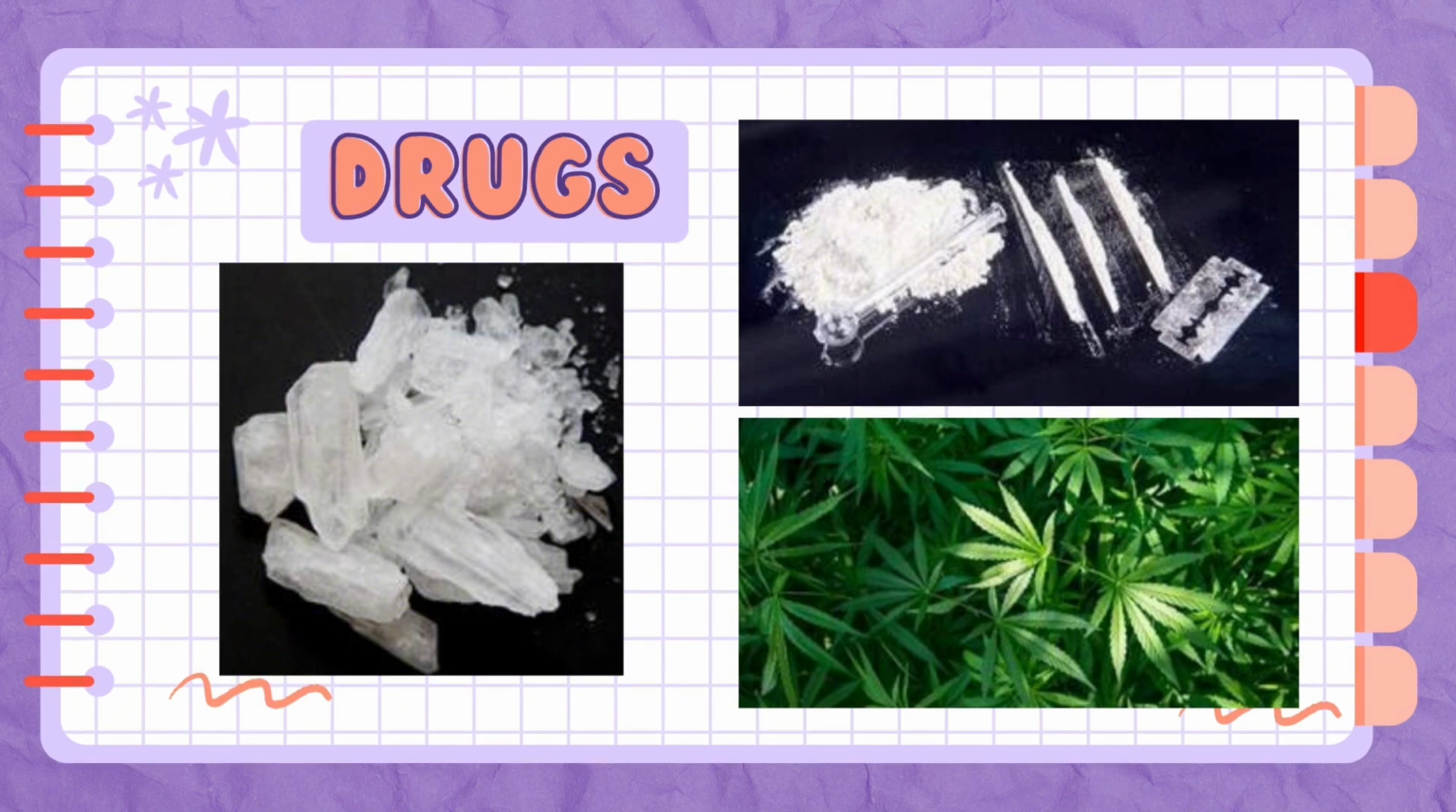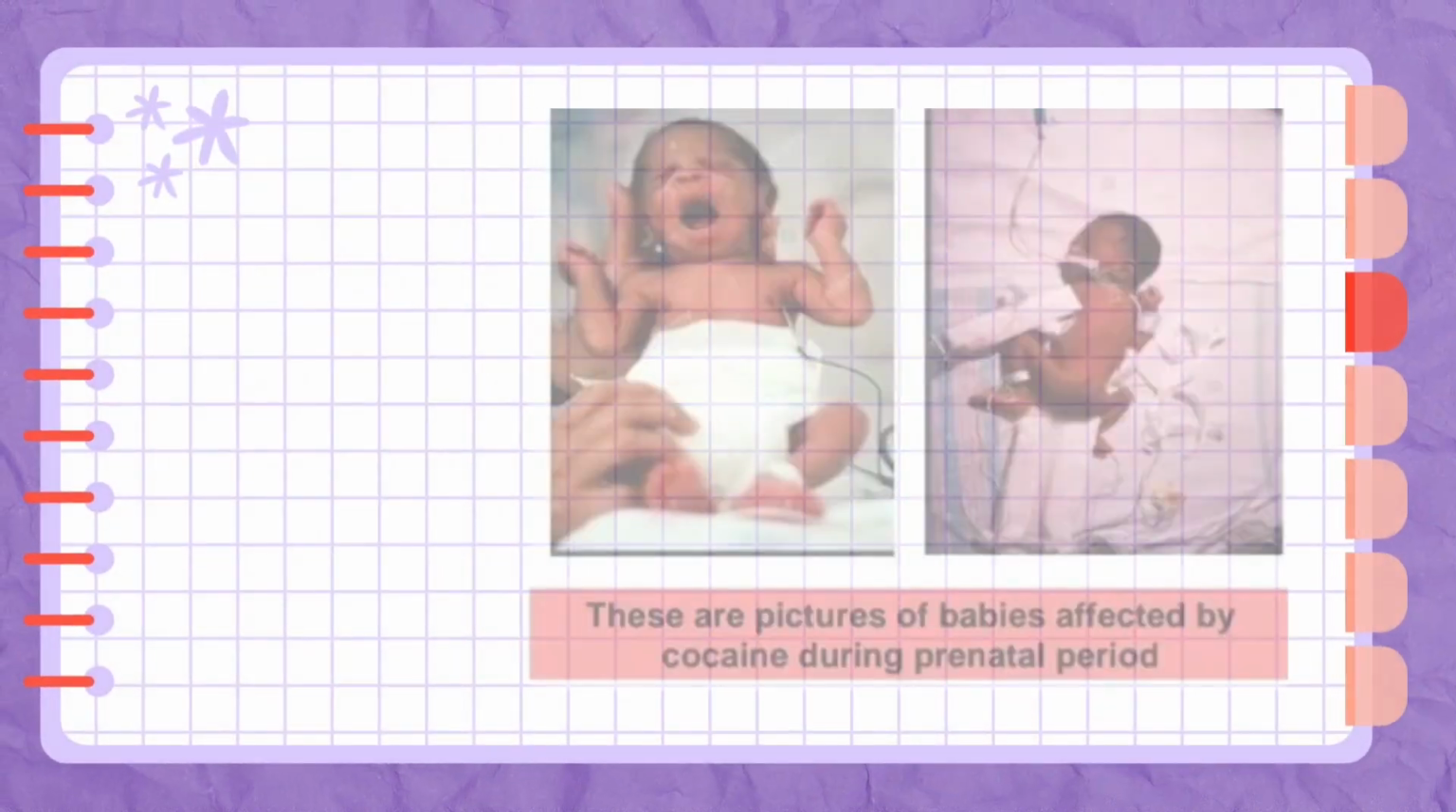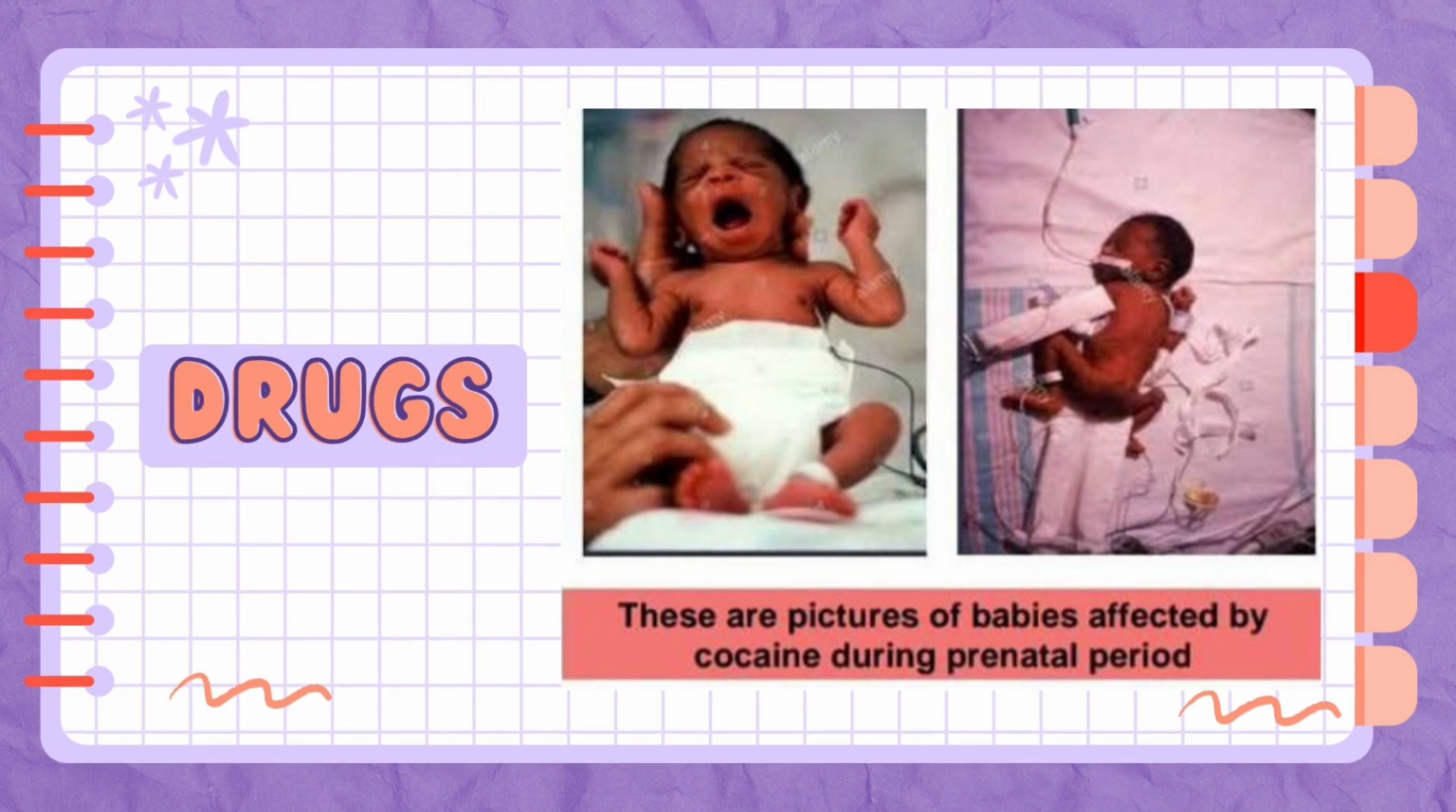The third most common teratogens are drugs like marijuana, cocaine, ecstasy, and other amphetamines. And heroin can cause low birth weight, withdrawal symptoms, birth defects, or learning or behavior problems. Let's take a closer look at these pictures of babies affected by cocaine during the prenatal period. Cocaine exposure during prenatal development is associated with reduced birth weight, length, and head circumference, impaired motor development, and poor attention skills.